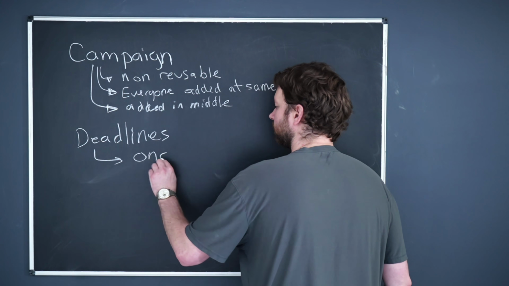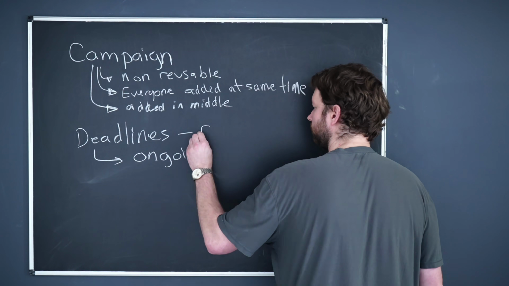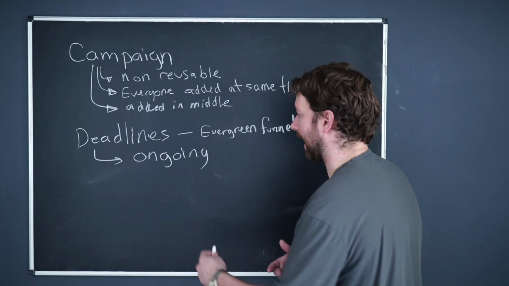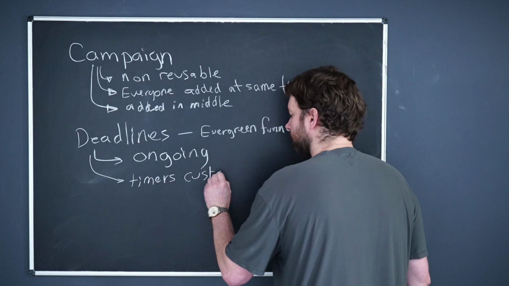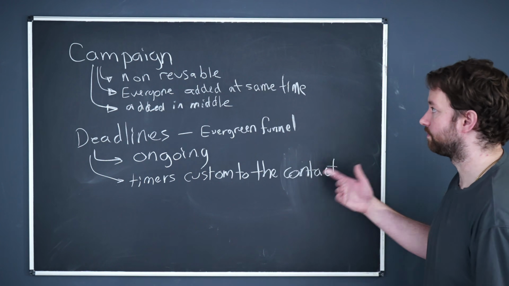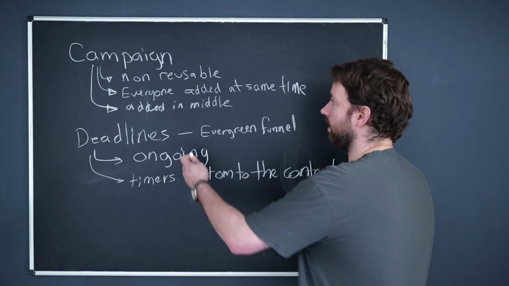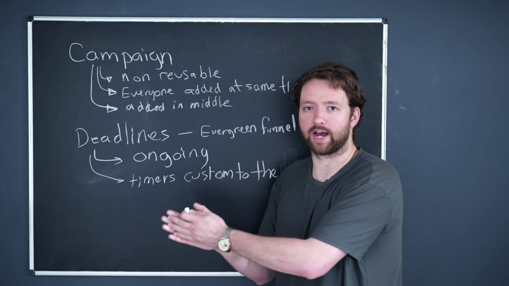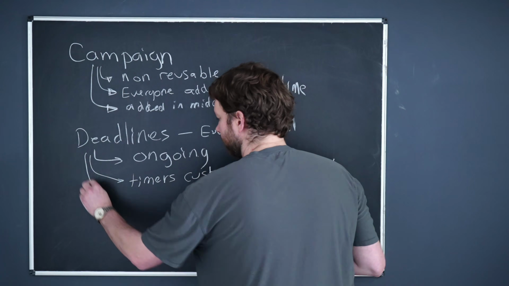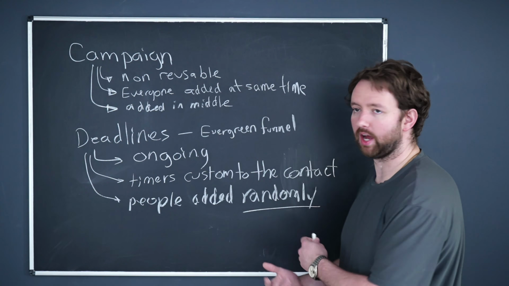Deadlines are ongoing. You can think of these as evergreen funnels, but with the magic of true urgency. So we add in timers, custom to the contact. So similar to a campaign, but that campaign is relative to the person. The major difference here is it is reusable, it's ongoing. We're not going to have to end it and then create a new campaign. We would just have a deadline that continues to run. The other major difference is people are added randomly, not all together. And by randomly, I mean tied to some event.